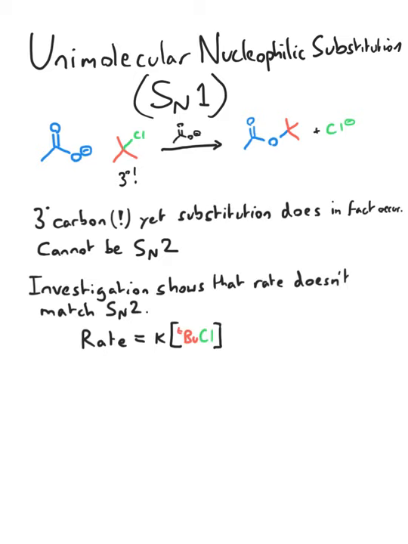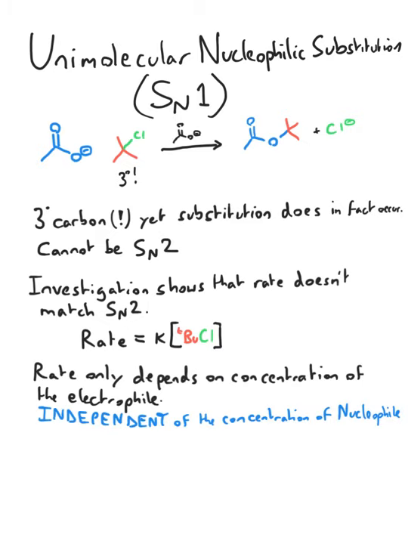If we investigate this reaction further through experimentation, we find that the rate does not match that of SN2. The rate in fact equals a rate constant times the concentration of only the tert-butyl chloride. That is, the rate only depends on the concentration of the electrophile. It is independent of the concentration of nucleophile. No matter how much we increase the concentration of the nucleophile, the reaction rate will not increase.